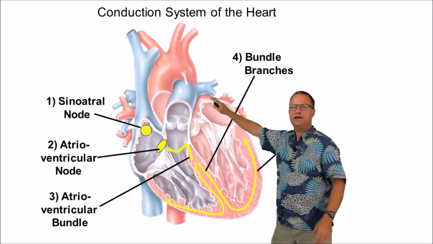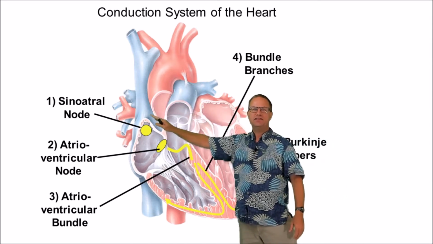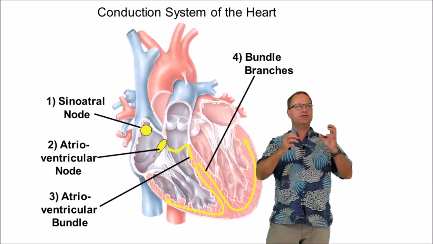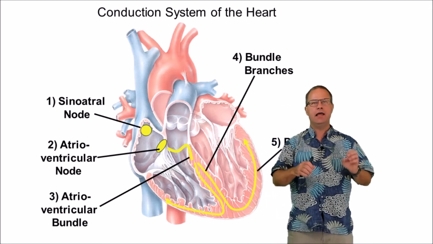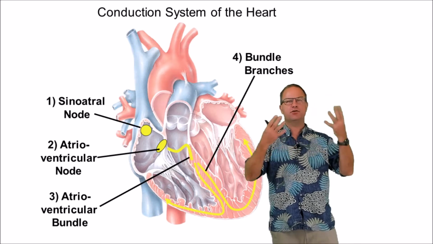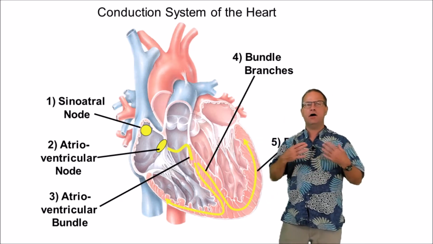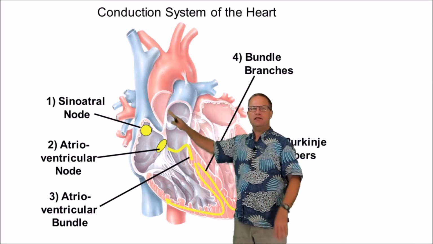Okay, so the conduction system of the heart is kind of complex, and I really just need you to know this one node right here called the sinoatrial node. The sinoatrial node is sort of the pacemaker of the heart because it has the fastest depolarization rate. It depolarizes, or forms an action potential, about 90 to 100 times per minute. So that's going to be the pacemaker.